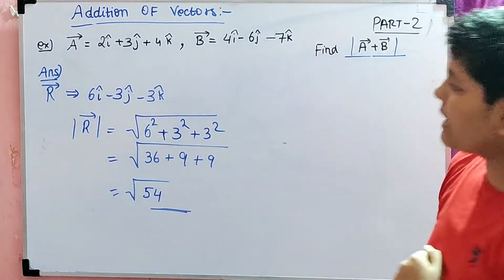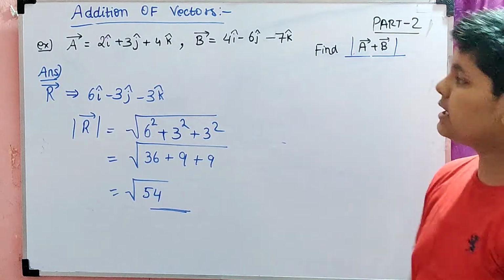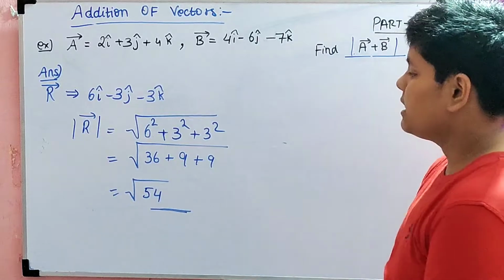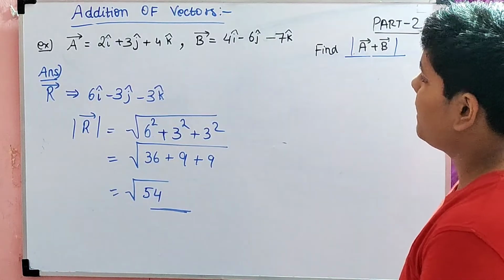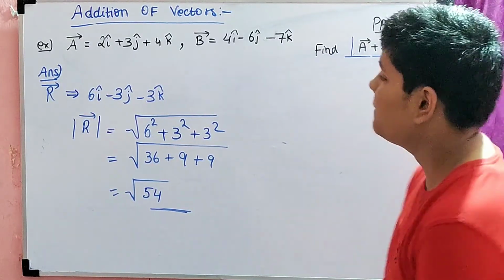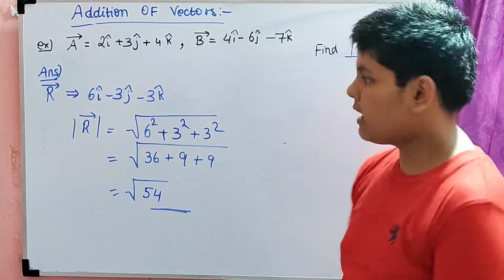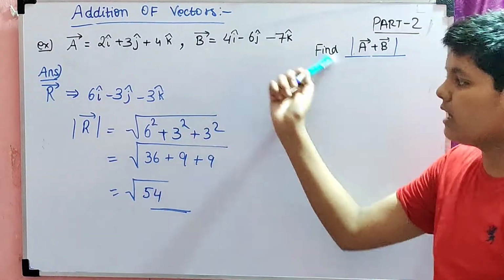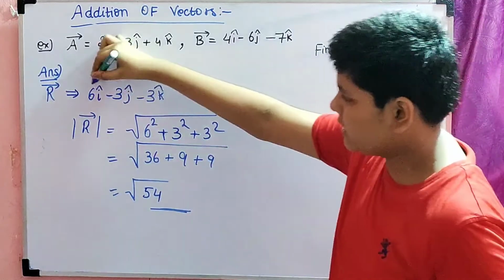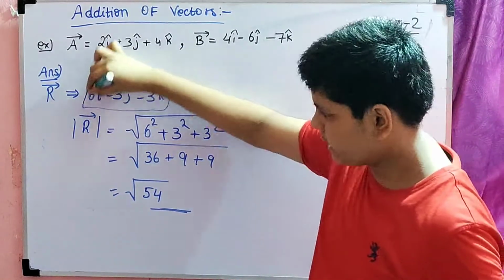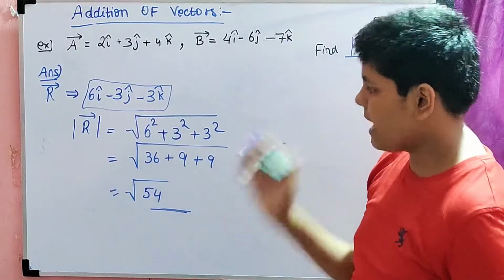So a bar is given as 2i cap plus 3j cap plus 4k cap. b bar is given as 4i cap minus 6j cap minus 7k cap. So we first have to find the R bar. R bar means you have to add both the vectors. After adding, you get this vector. You do not need to name it c bar; you can name it R bar. Then find the magnitude of R bar.